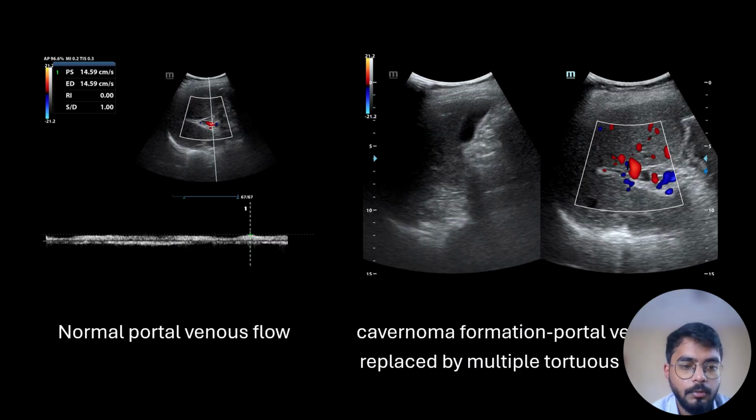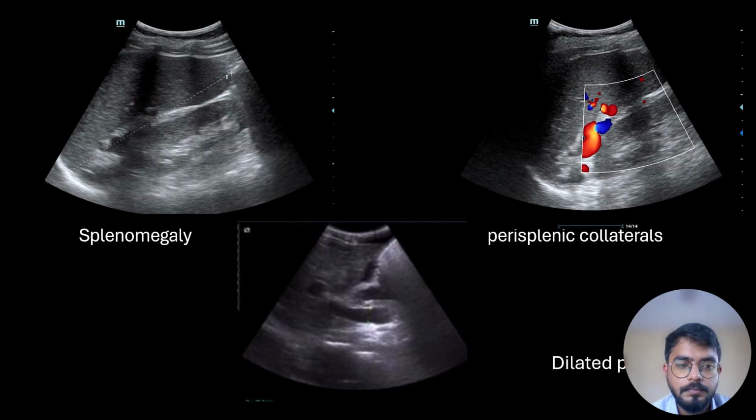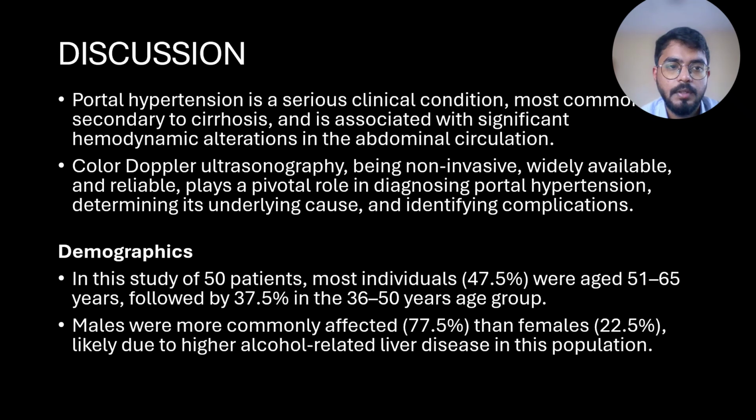This is an image showing normal portal venous flow and cavernous formation in which portal vein is replaced by multiple tortuous veins. In this image, you can see splenomegaly and perisplenic collaterals and dilated portal vein.